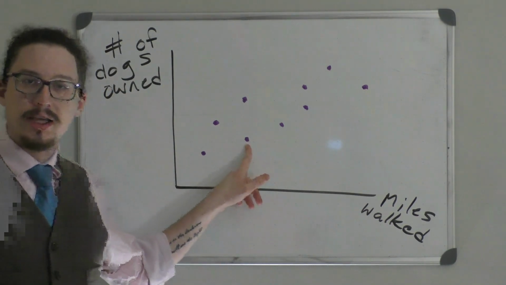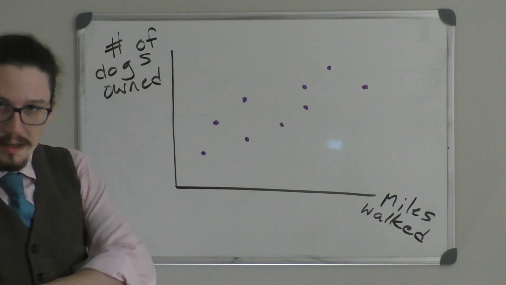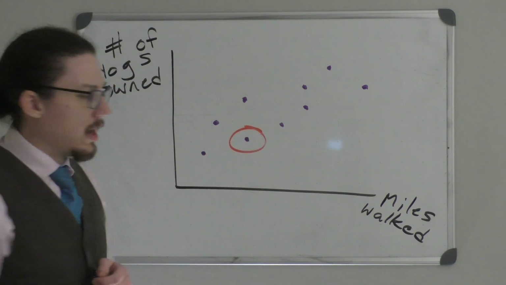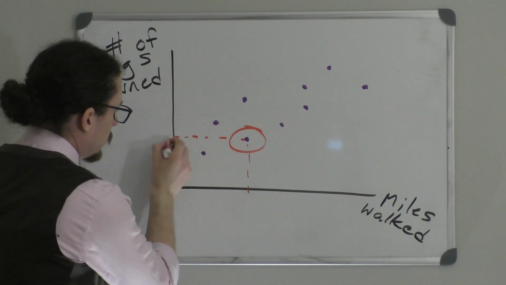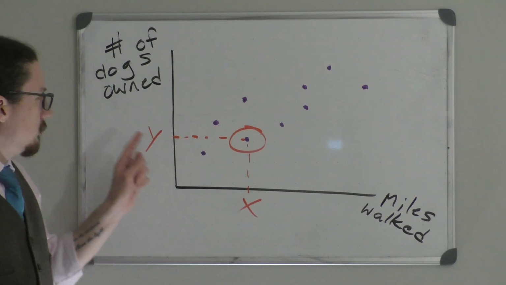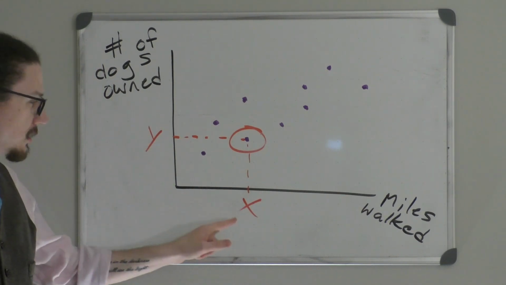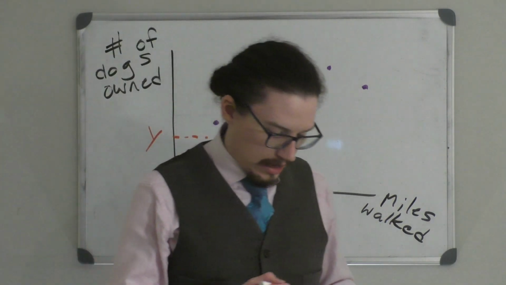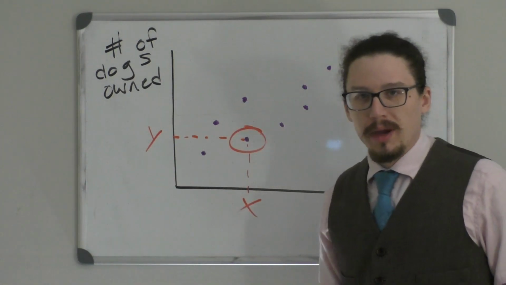All right, a very simple scatter plot might look like this, right? We know how X and Y plots work, all right? So let's say this data point right here that I'm about to circle in red, right? This is telling us that, you know, for this individual, right, they owned Y amount of dogs and have an average of X miles walked per week.